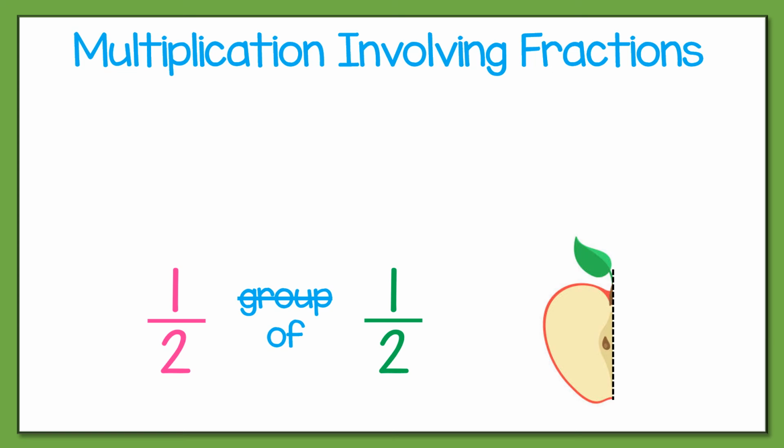So if we started with 1/2 of an apple and we took 1/2 of that half of an apple, we would have a total of 1/4 of an apple. As you can see, each example in this presentation involves multiplication. It's just that multiplication looks a little bit different and sounds a little bit different when you don't have whole groups or the items in each group are less than one whole.